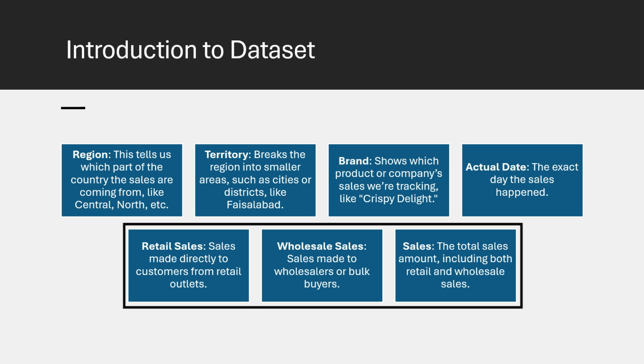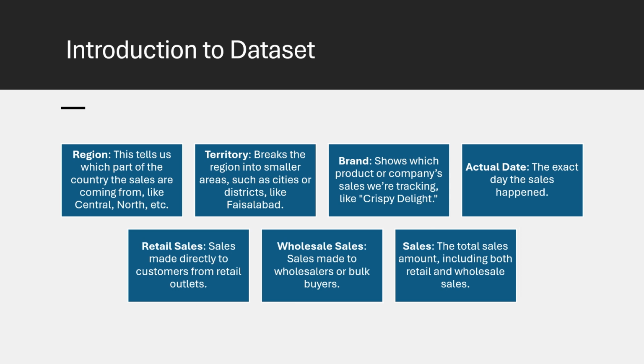Retail sales are coming from the retail shops. Wholesales are coming from the wholesale shops. And if I add the retail to wholesale, it will give me the total sales. Now that we are familiar with our data, let's move on to setting up Looker Studio.